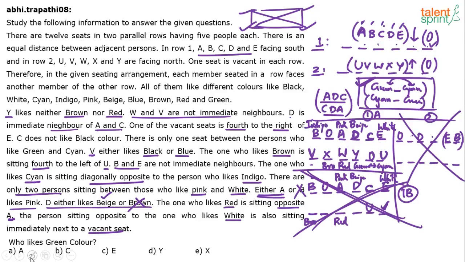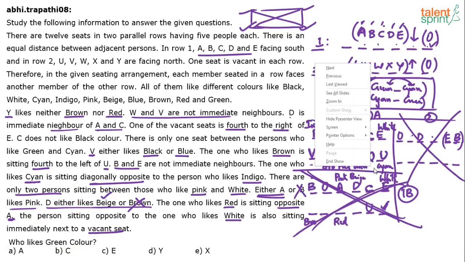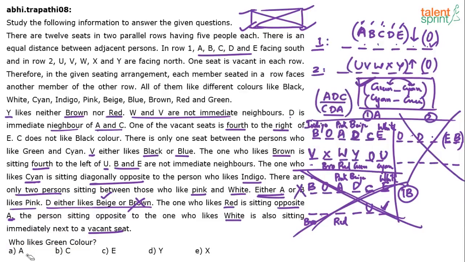So it is fixed now. I can remove that double-headed arrow. Y likes green, U likes cyan. Done. I think we are done. Just two more colors to be done, for V and for C. What do we know? V likes either black or blue. Somewhere it was given some color for C, right? C does not like something. I remember to have read that.